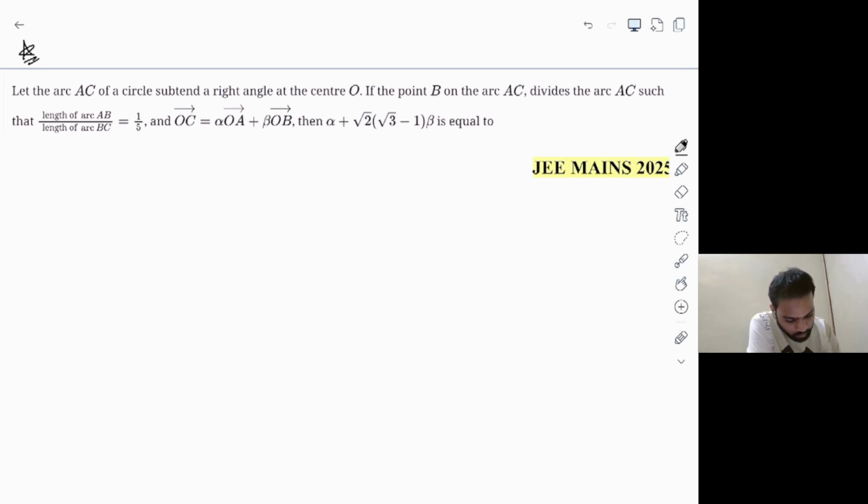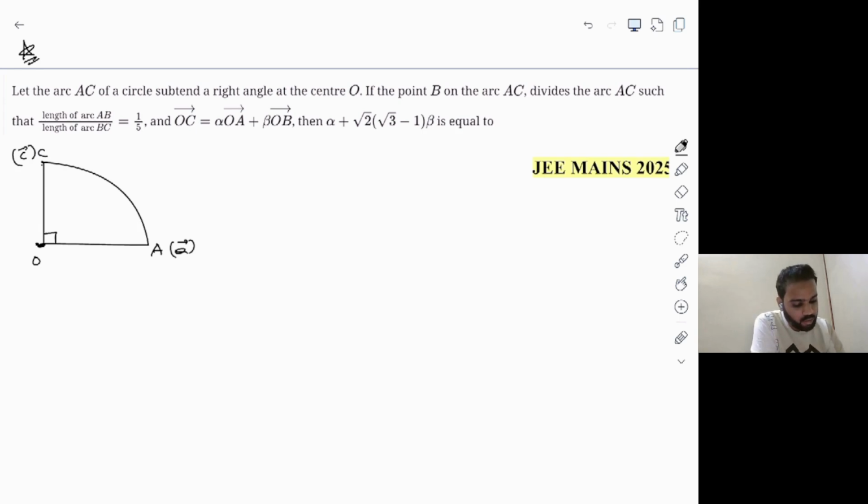So let's draw the diagram. This is the center O, and the arc AC is subtending a right angle at the center like this. So which means it is a quarter part of a circle, right? Obviously. Now this is, let's take it as A bar, the position vector, and let's take this as C bar here. Now let's continue the question.